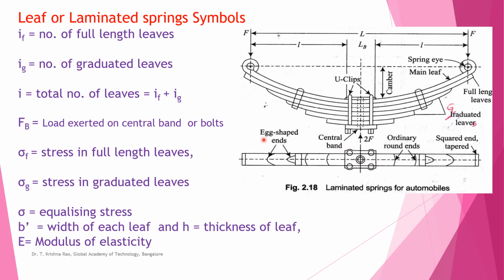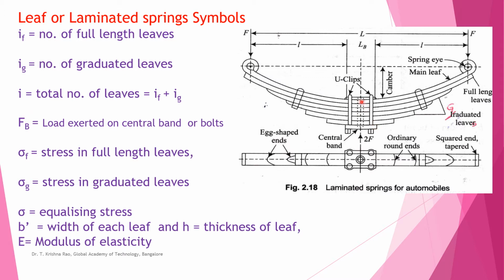Also, we have I, which is the number used for the number of coils in a helical spring. Here we have leaves. I is the total number of leaves, in which some are full length leaves from one end to another end, and some are gradually reducing in length like this. They are called graduated leaves and full length leaves. So IF is the number of full length leaves, IZ is the number of graduated leaves, and I, the total number of leaves, is IF plus IZ. How many leaves are there in the spring?